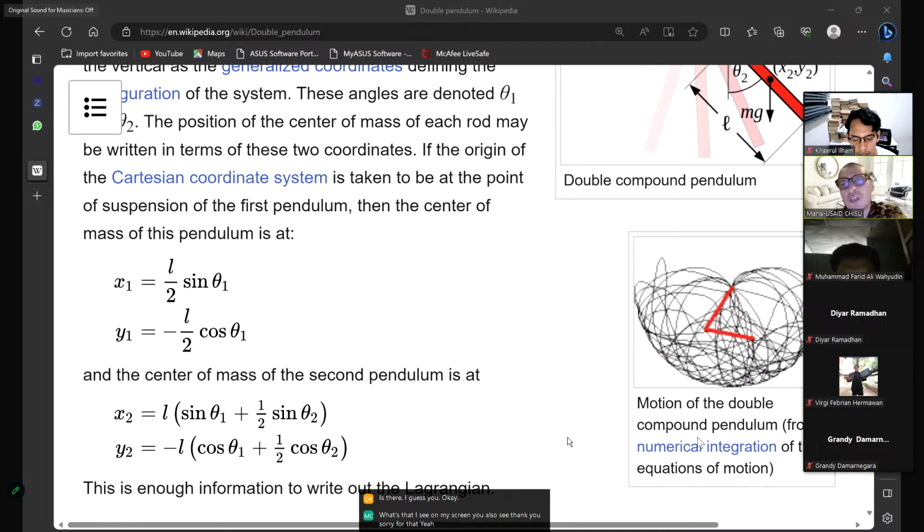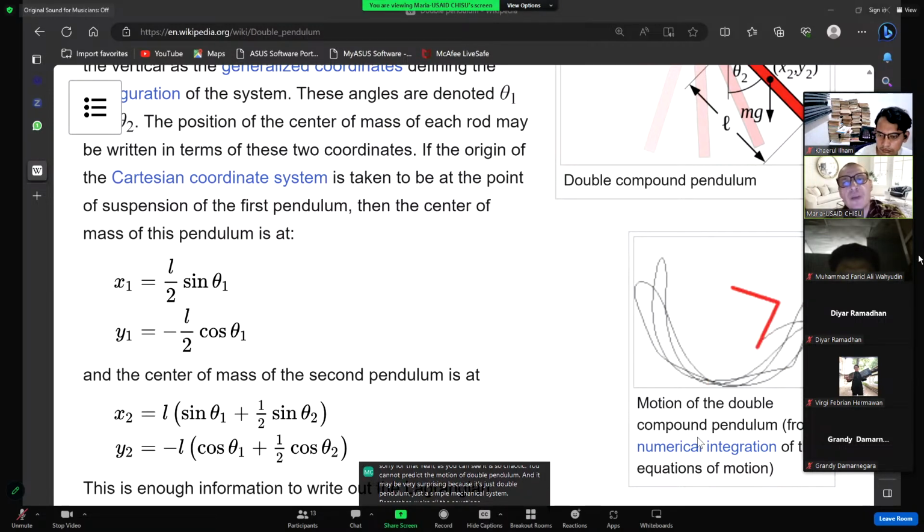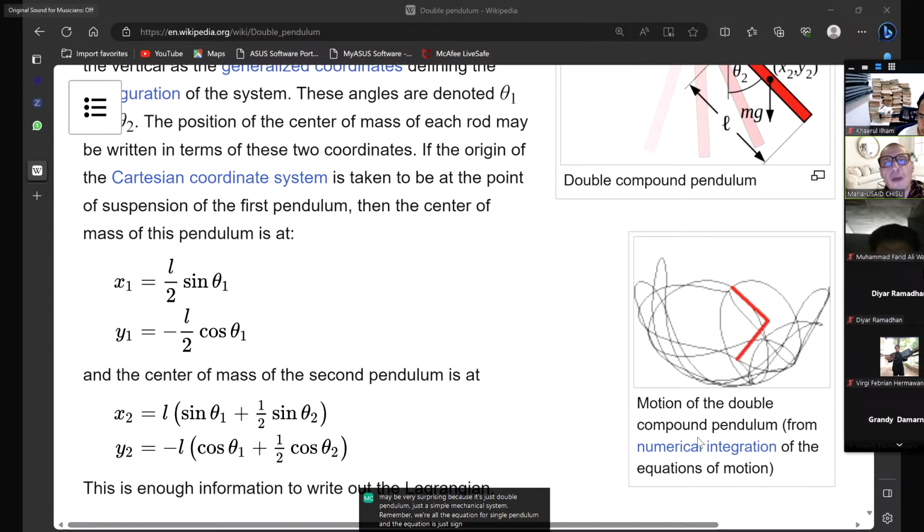As you can see, it is so chaotic. You cannot predict the motion of the double pendulum. And it may be very surprising because it's just a double pendulum, just a simple mechanical system. Remember, we wrote the equation for the single pendulum, and the equation is just a sine. y is equal to sine omega t, and that's it.